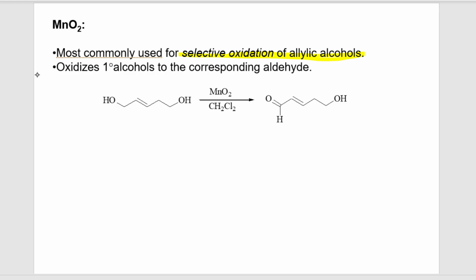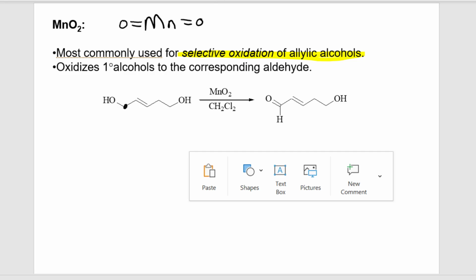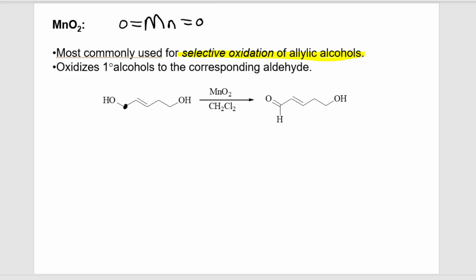You can see that right here. So manganese dioxide looks like this. And you don't often see a mechanism used, but I'm going to propose one. And I'm going to use a similar mechanistic motif that we've seen in PCC and Jones oxidation. Now, the key difference here is that the selective oxidation is going to oxidize the allylic alcohol, which is primary, and leave the non-allylic primary alcohol alone.